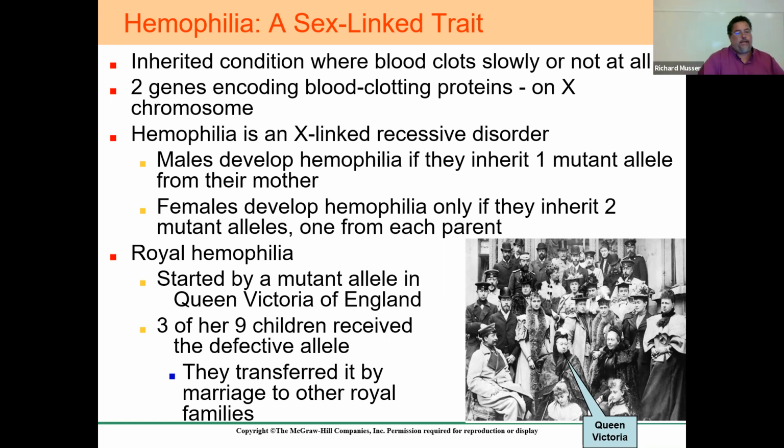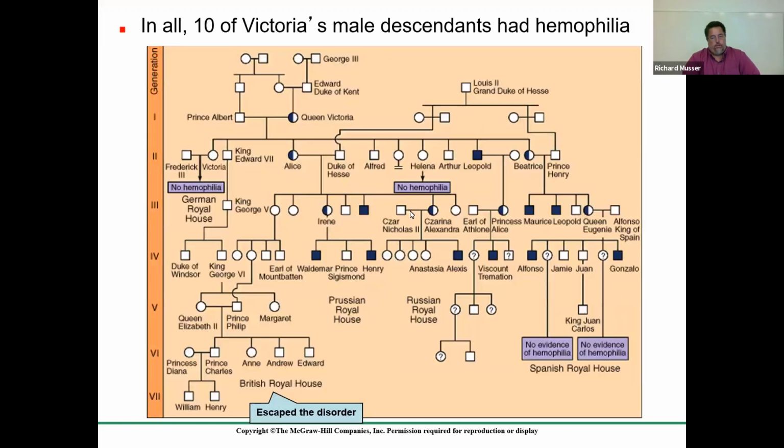So men are more likely to get sex-linked traits if it's showing up on the X chromosome, obviously. And again, because of the inbreeding, hemophilia showed up more and more. So they did a pedigree on 10 of Queen Victoria's male descendants, finding out who had hemophilia. Queen Victoria herself was a carrier, and she hooked up with Prince Albert.